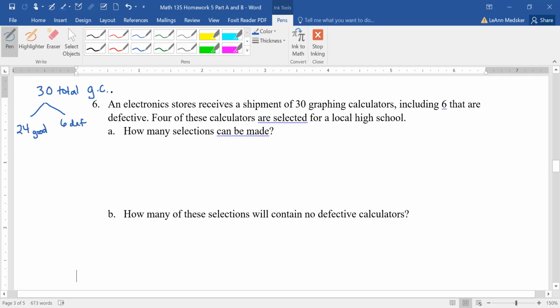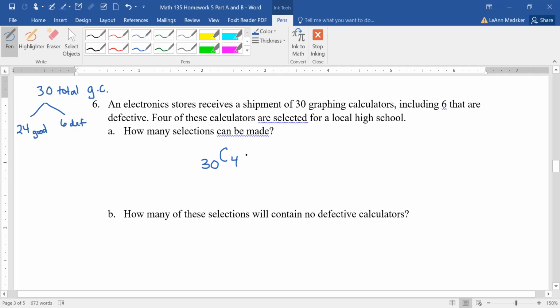Okay. Now, they're going to be sending 4 calculators to the local high school in that area. How many selections can be made? Notice the first one, no restrictions at all. We don't care if they get good ones or bad ones in this first scenario. So that uses the whole total 30 that we had, and we're choosing 4. Now, again, we don't care what order calculators are picked in. It's not like picking the first calculator means that it goes to a very specific student or anything like that.